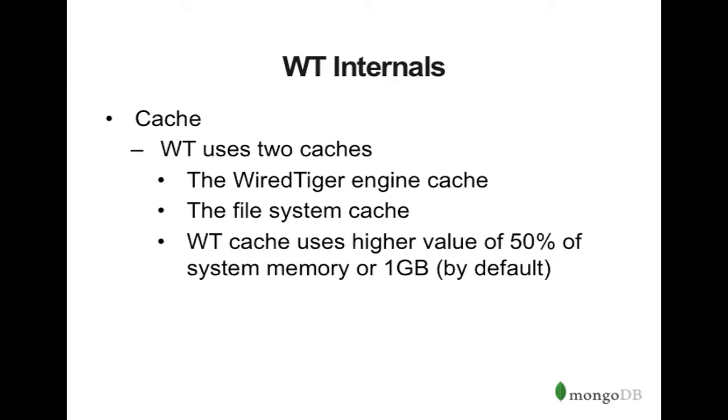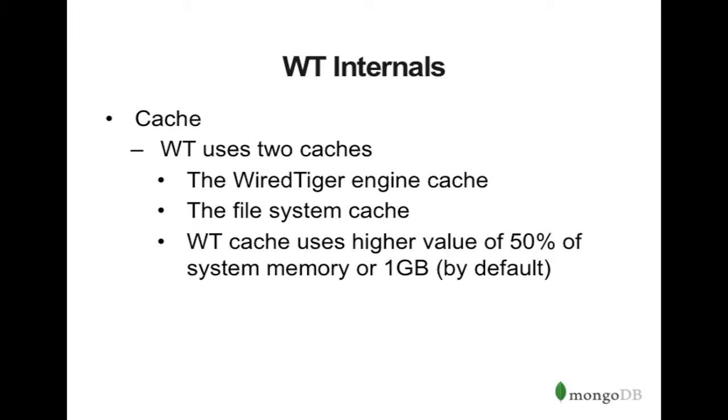I want to talk a little bit about how memory is managed in WiredTiger. So WiredTiger uses two caches. It uses the WiredTiger engine cache, and it uses the file system cache. MMAPv1 only used the file system cache. It only used one cache. Now, this trails back to my previous statement that the memory representation and the on-disk representation are decoupled. So as a result, we can't use the raw files in the format that they're stored in. For one thing, the data is compressed.